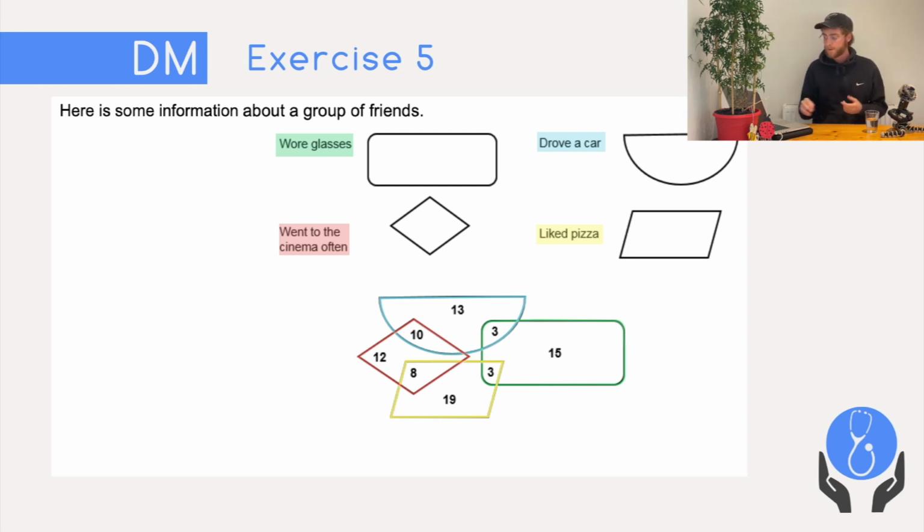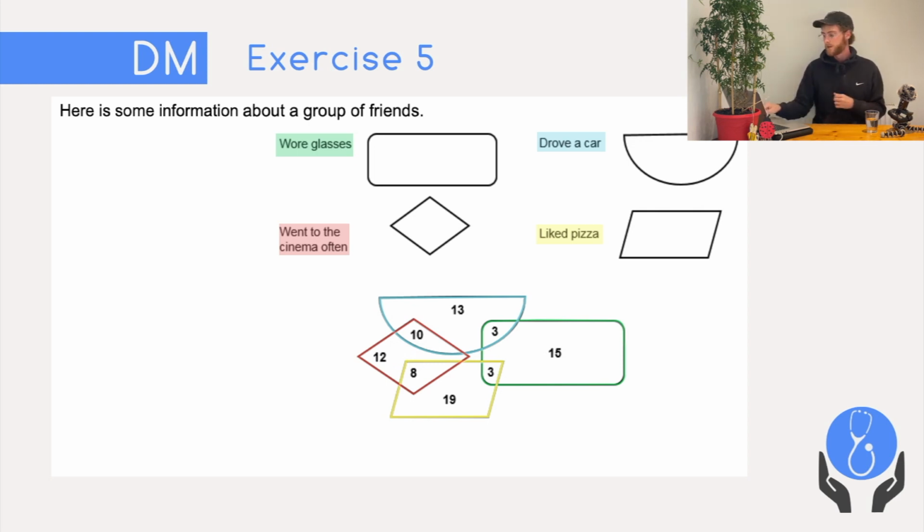So for example, if we highlight this number here, that tells us that some people wear glasses and also drive cars. Whereas if we highlight this number here, that tells us that some people drive cars and also go to the cinema often. But you can see, because the semicircle and the rhombus don't overlap anywhere, there's nobody who drives a car and also likes pizza.